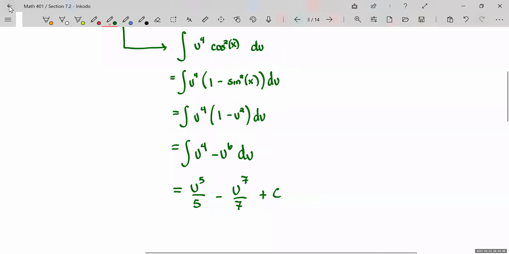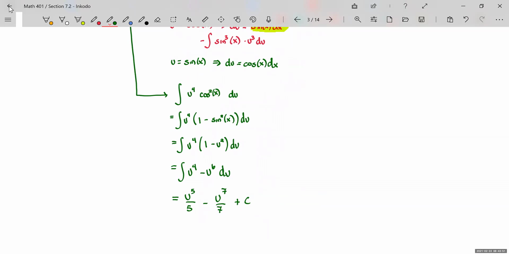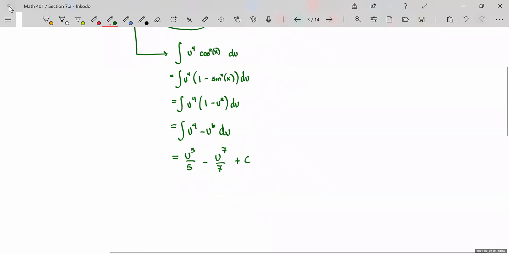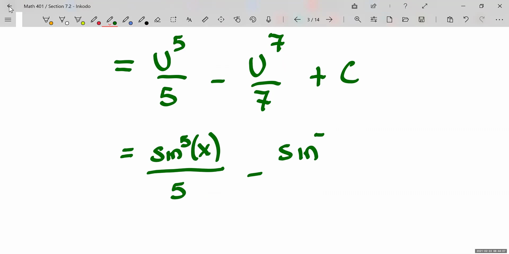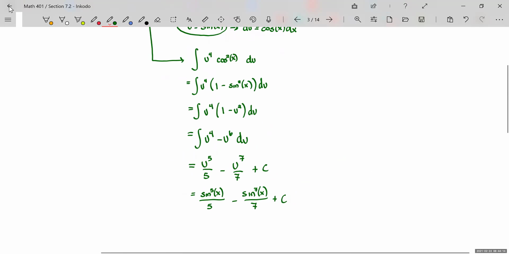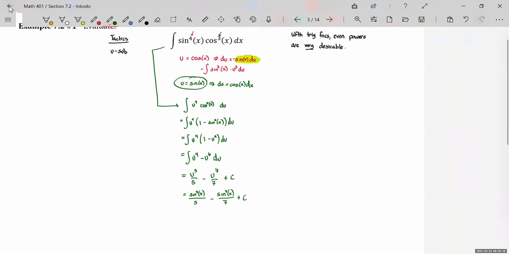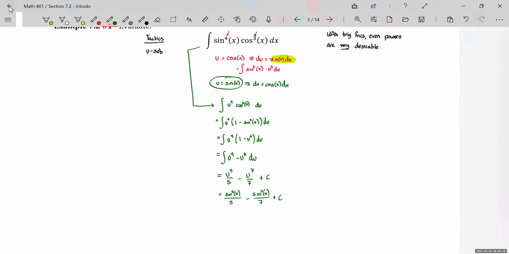And remember, in the end, you want to resubstitute back in. You didn't start with u's, you're not going to end with u's. Resubstitute in sine of x for that u. So this will be sine to the fifth power of x over 5 minus the seventh power of sine over 7 plus c. And that is the antiderivative of sine to the fourth times cosine cubed.